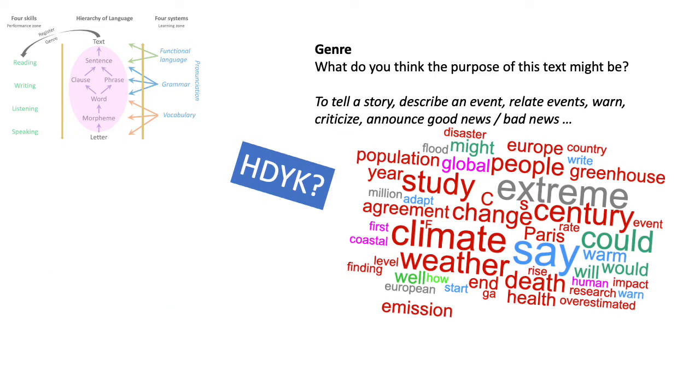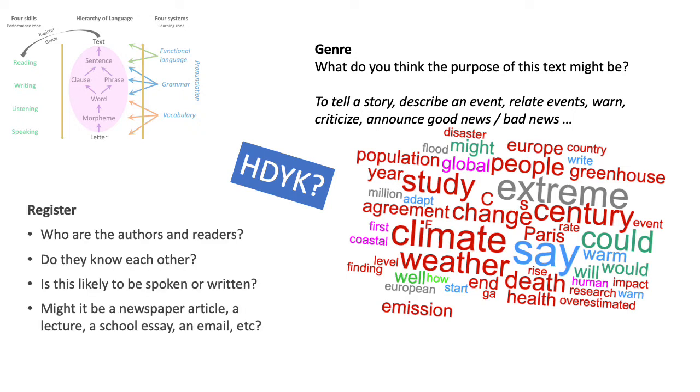Then you can pose questions about the genre and register. It's not necessary to use these terms, though it doesn't hurt. So you can ask, what do you think the purpose of this text might be? To tell a story, describe an event, etc. And with the register, who are the authors? Who are the readers? Who is it written for? Do they know each other? Is this likely to be spoken or written, etc.?